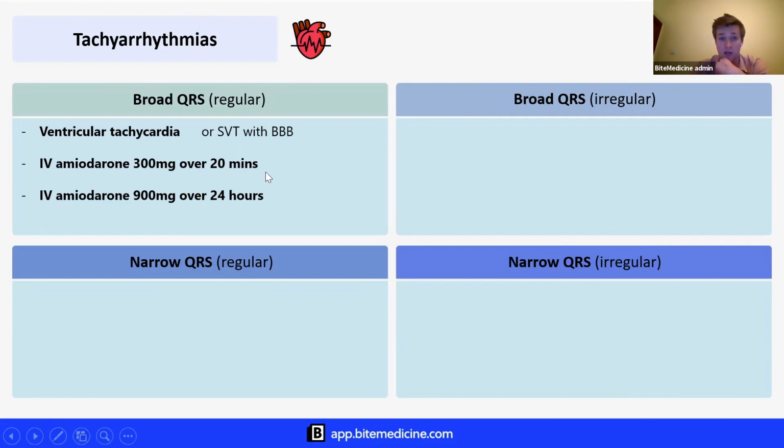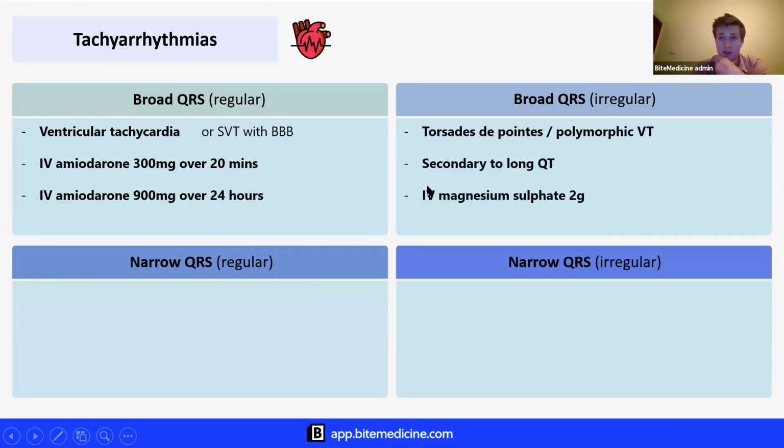And your main thing that you're going to be giving here is IV amiodarone, firstly 300, then 900. For broad QRS irregular, think torsade de pointes and polymorphic VT, secondary to long QT. So think about your causes of long QT, like your drugs and your congenital causes. The key thing here is to give IV magnesium sulfate.